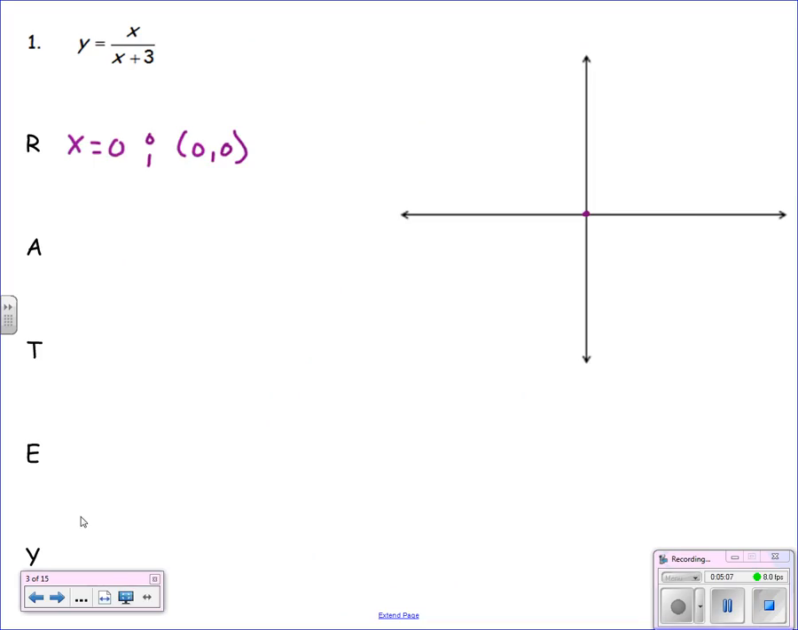So in our denominator, we have x plus 3. We set it equal to 0, and we solve. To solve, we're going to have to subtract 3 on both sides. So x would be equal to negative 3. So this is our vertical asymptote. Negative 3 is over here. Draw a dashed line to represent our vertical asymptote and label it x equals negative 3.